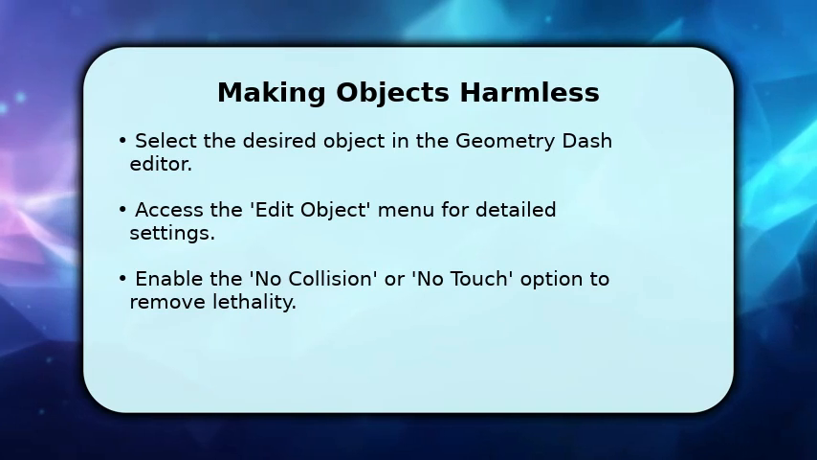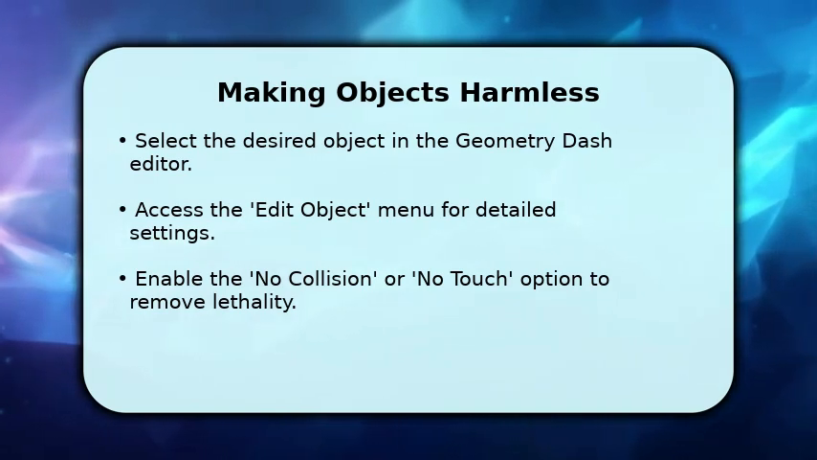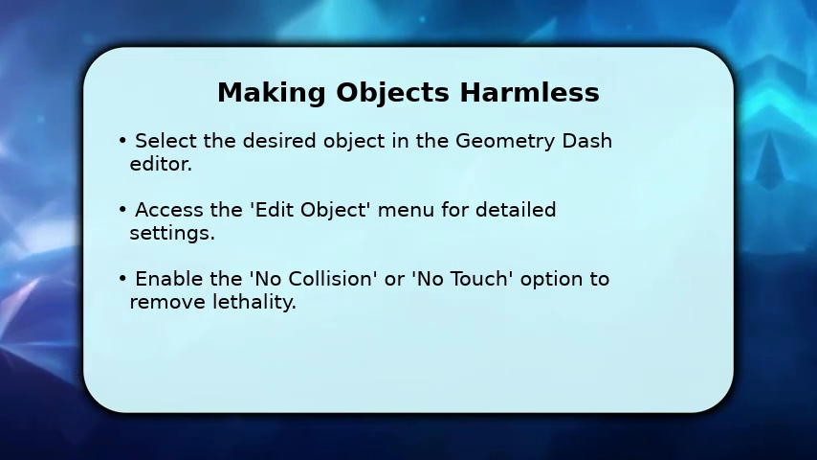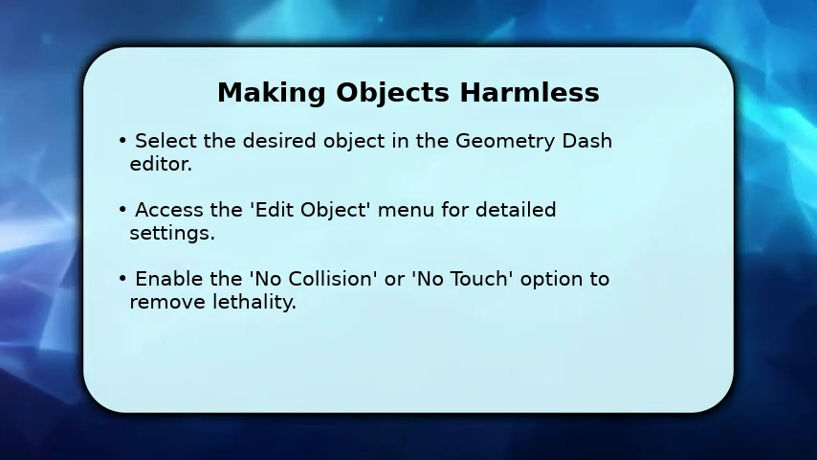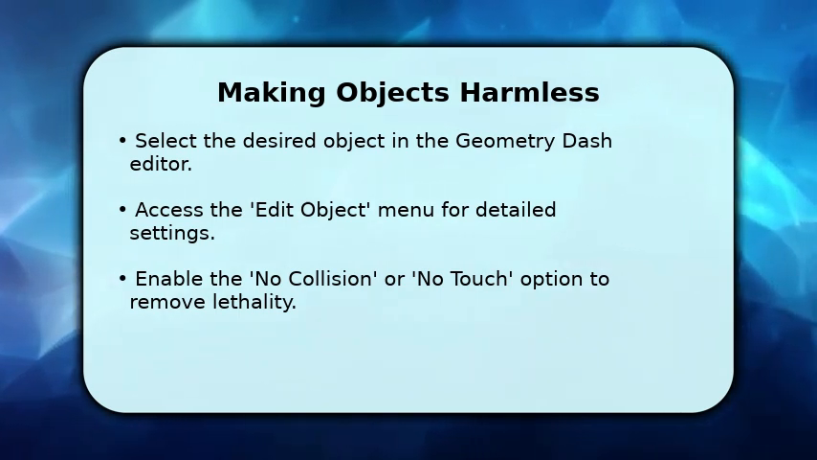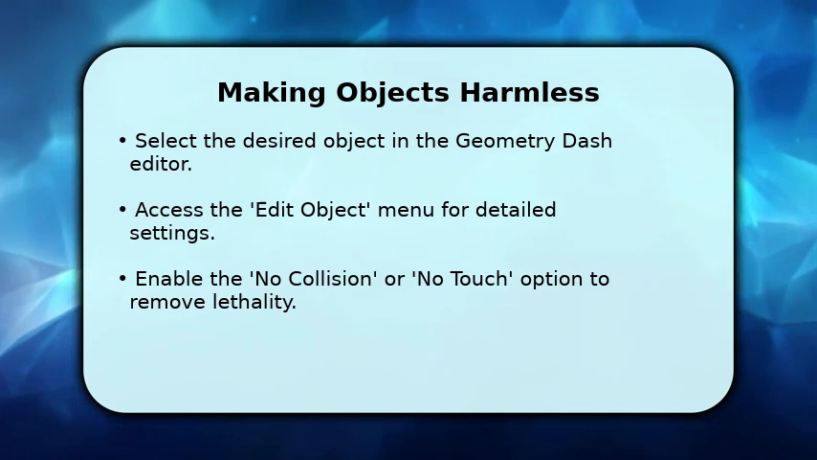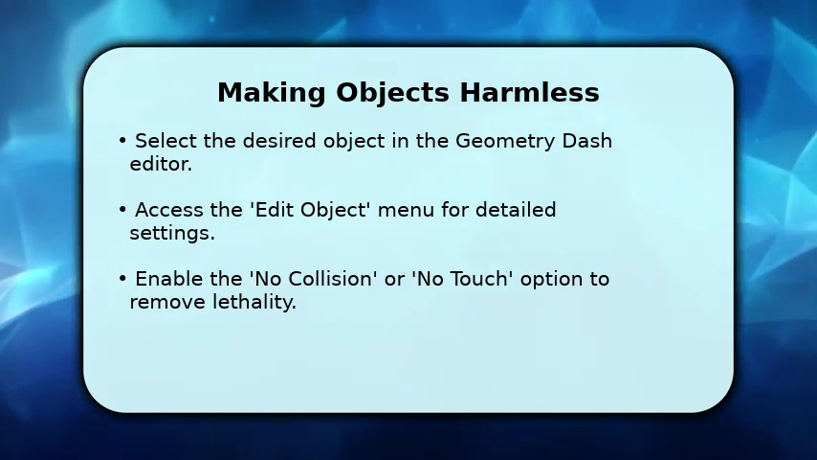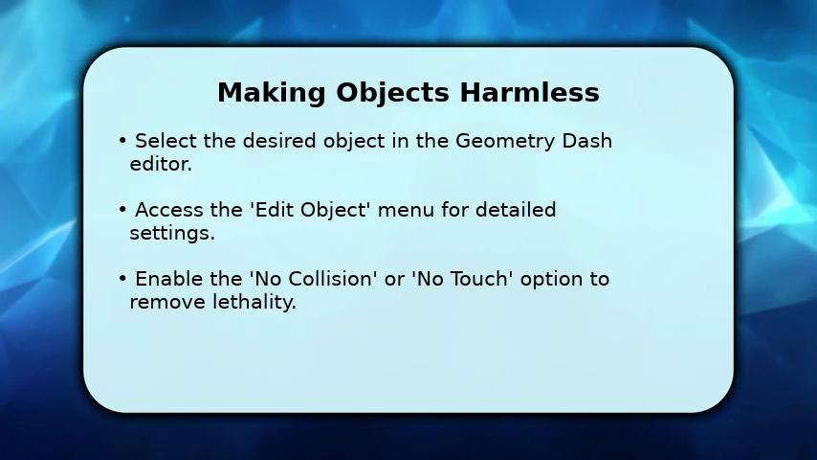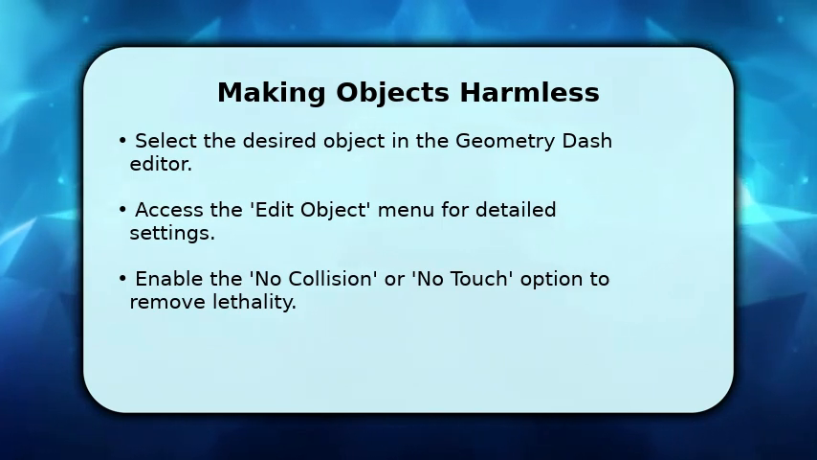To begin, open your level in the editor and select the object you wish to make into a Noclip block. Once selected, navigate to the Edit Object menu. Within this menu, you will find an option labeled No Collision or No Touch. Activating this setting will instantly remove the object's ability to harm the player, allowing them to pass right through it. This is the fundamental step for creating any Noclip element.